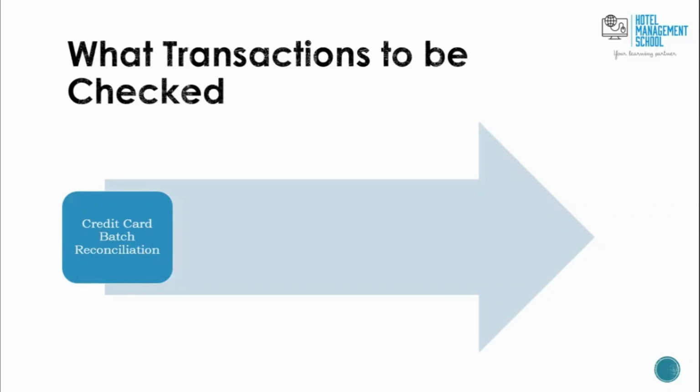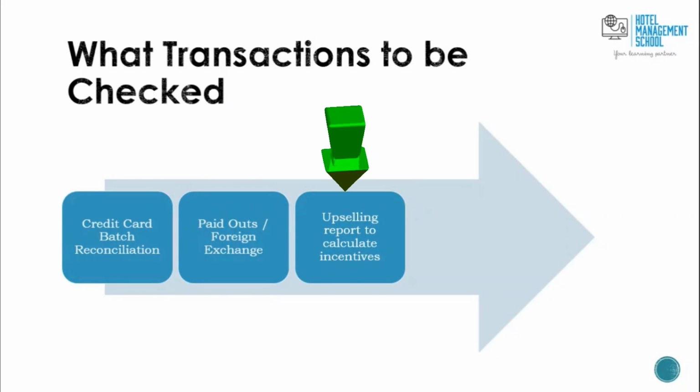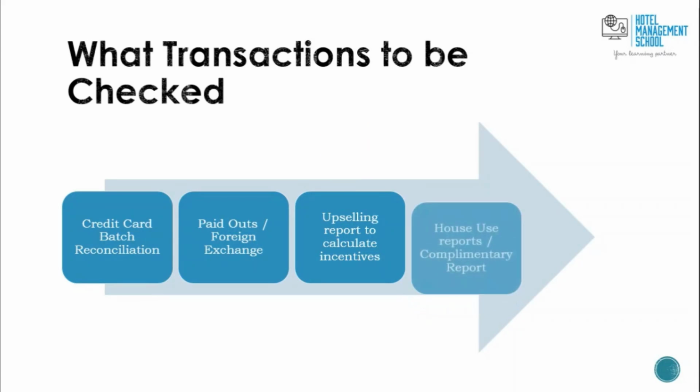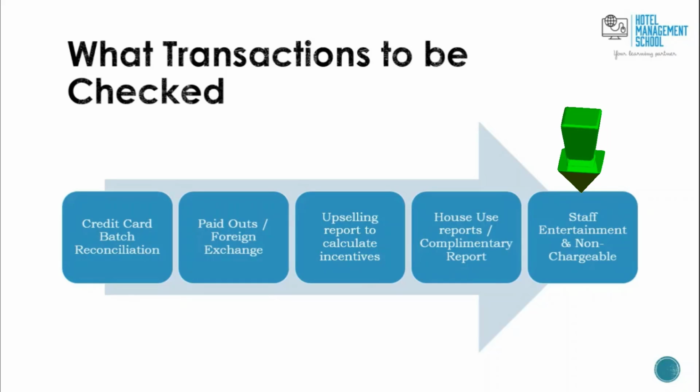So this is the summary of what other documents need to be checked. One is credit card batch and paid out foreign exchange, upselling report to calculate the incentive, and then a house use report, complimentary report, and the staff entertainment. So we're going to be looking at these reports one by one.